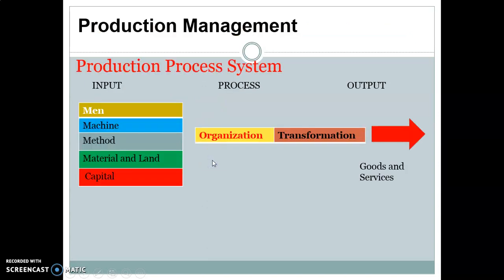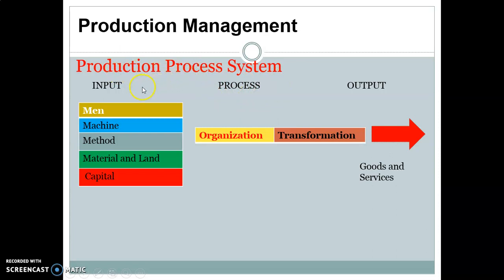Okay, so we'll start with the first department, that is production department, or it is called production management. So this is the production process system. Here we can observe, basically it consists of input which is transformed into output, and what we call is the process, right? So this is called as a production process.